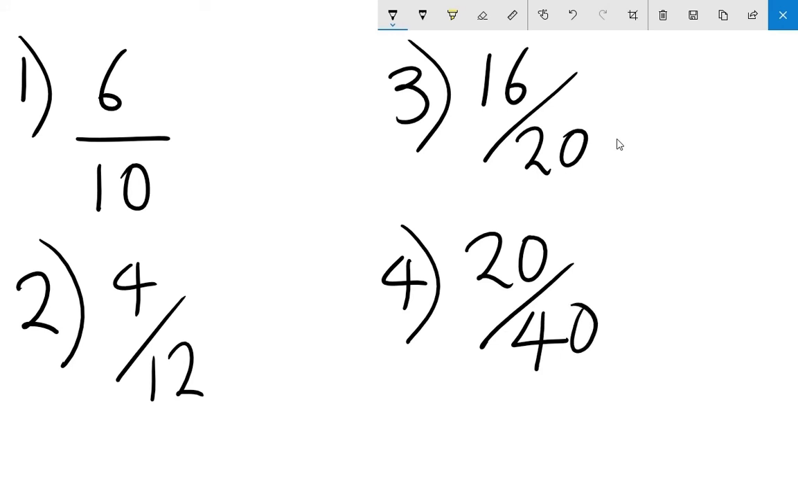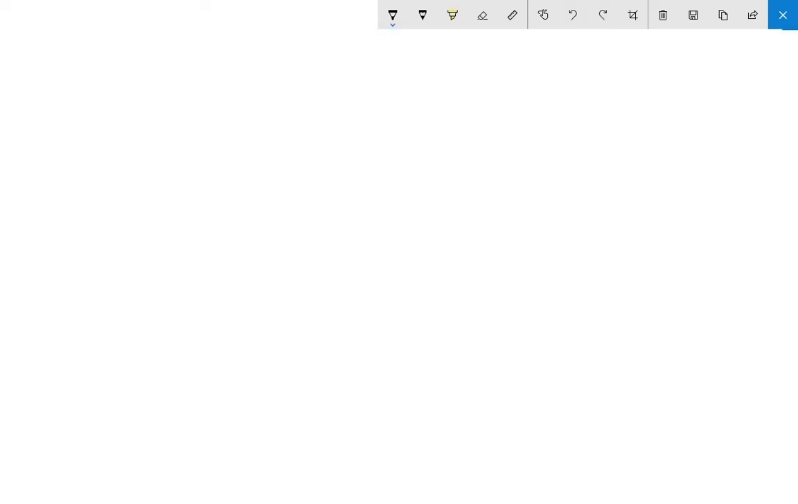Try this out. And see if you can break them down to just simpler forms.